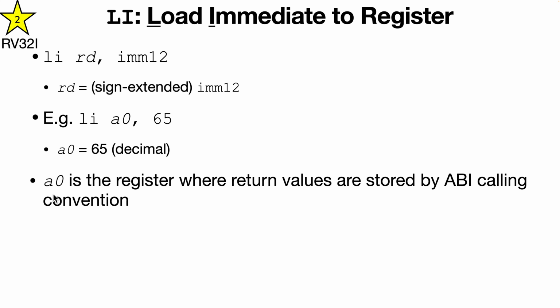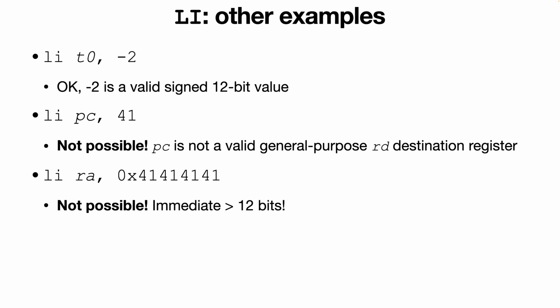Now by convention, a0 is not just argument 0 when passing arguments to functions, it is also the ABI calling convention register where return values are stored. So you're returning a value, in this case hex 41, 65 decimal. You're returning the value, and that means it should be placed in a0, which the ABI says is where return values go.